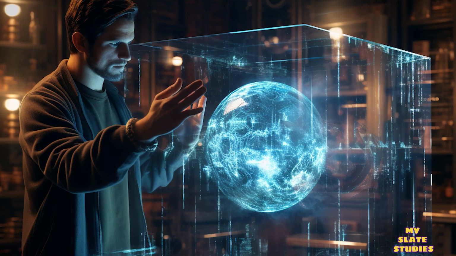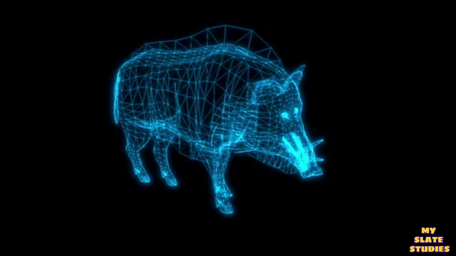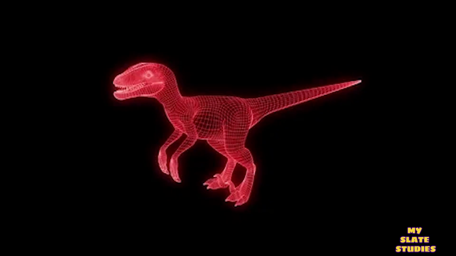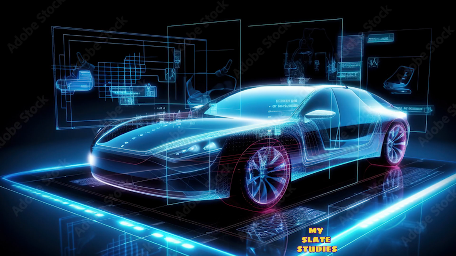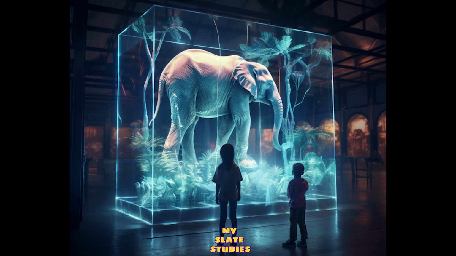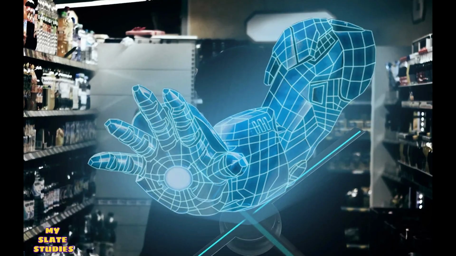A 3D hologram is a three-dimensional image created using light interference patterns. Unlike traditional 2D images, a 3D hologram provides depth, allowing the viewer to see different perspectives of the image when viewed from various angles. Here are some key points about 3D holograms.